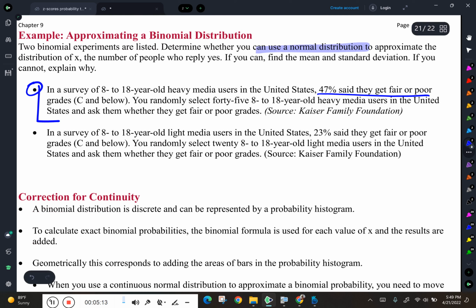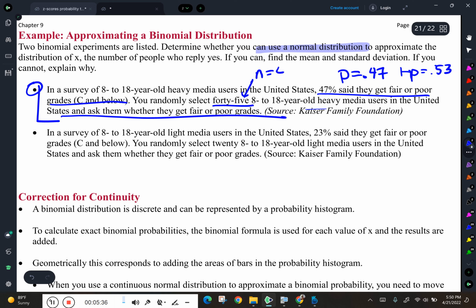All right, so this just defined what we're calling success. Success is they get bad grades. I have a P of 0.47, which means my 1 minus P, my failure, is 0.53. You randomly select 45 8 to 18-year-old media users and ask them whether they get fair to poor grades. So that 45 now is my N, because I'm knocking on 45 doors, I'm running 45 trials of this experiment.